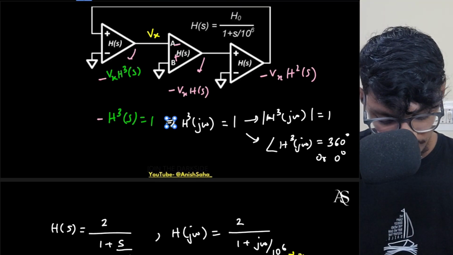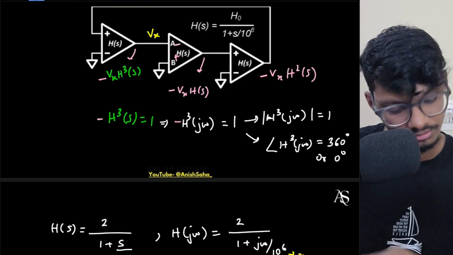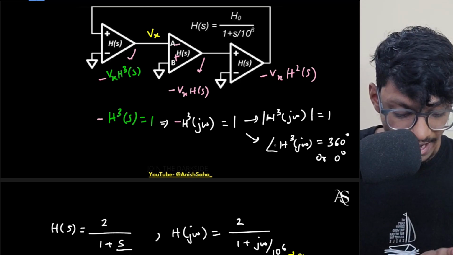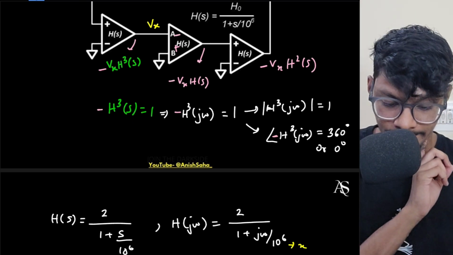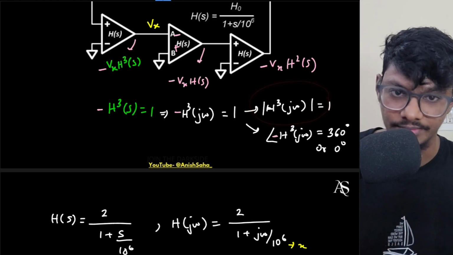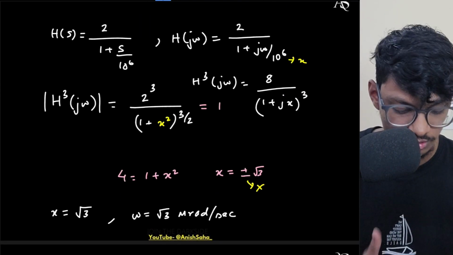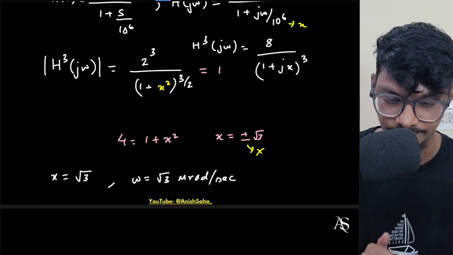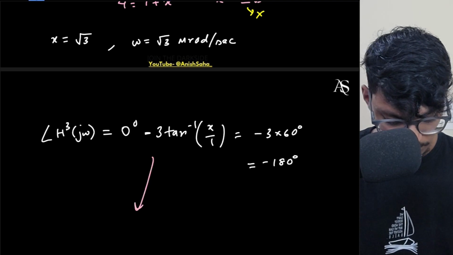So my negative of h cube j omega must be equal to 1, or my magnitude of h cube j omega, the negative goes away actually if I take the magnitude, should be equal to 1, and the angle of the negative of h cube must be equal to 360 degrees. So this condition will remain the same, right? If this condition is the same, whatever calculation we have done will remain the same. So our omega will be root 3. Operating frequency will be root 3 mega radian per second. But this will change now. So what will this change to?